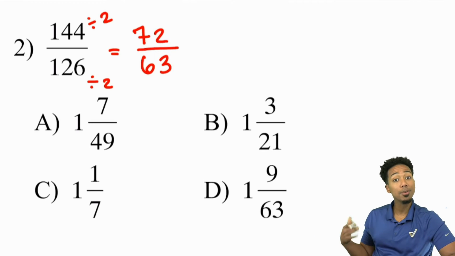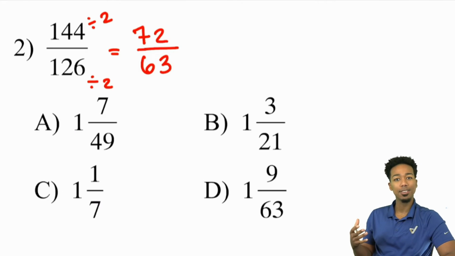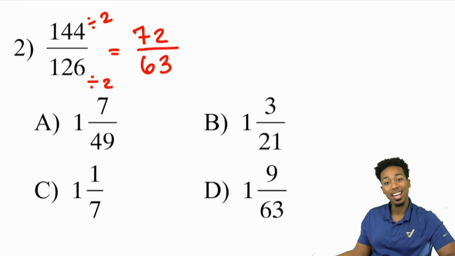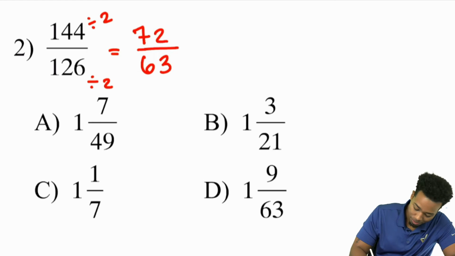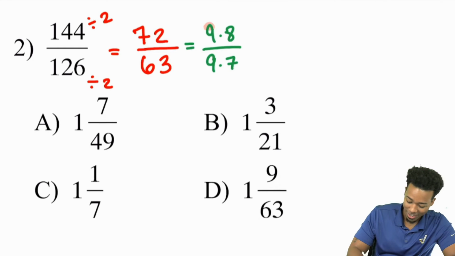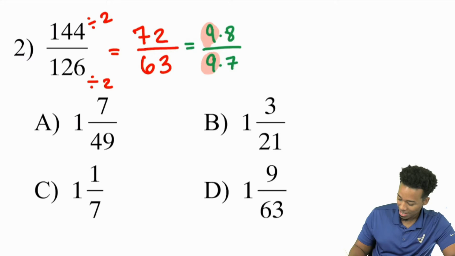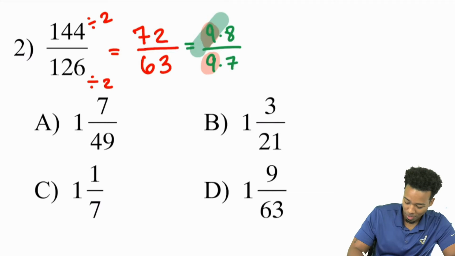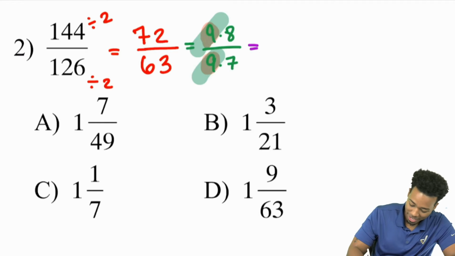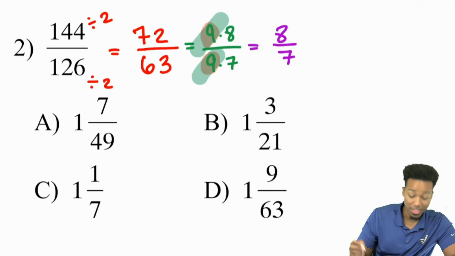Now from here, it might be a little easier to see what can be divided into both 72 and 63. And in this case, it's going to be 9. Because what I know is that 72 is 9 times 8, and 63 is 9 times 7. So knowing that, I can go ahead and say, hey, my party people, right there, y'all two are going to go on a little vacation. I'm going to cancel y'all out. And so I end up having 8 over 7, and there we go.